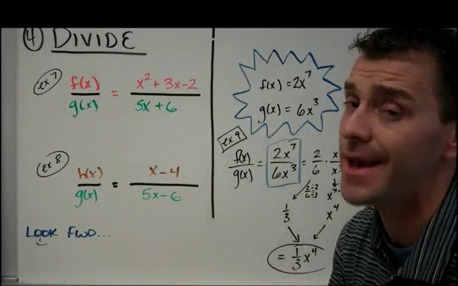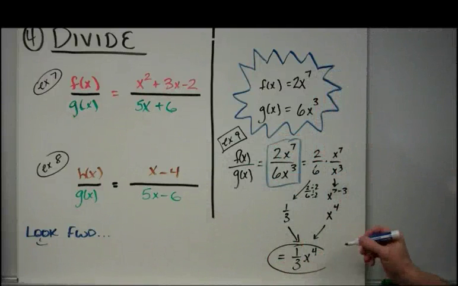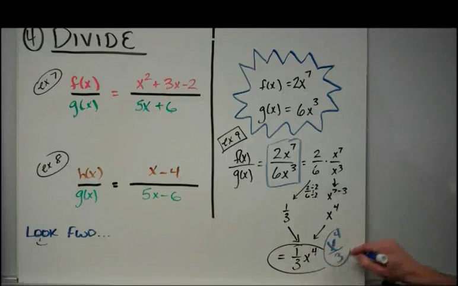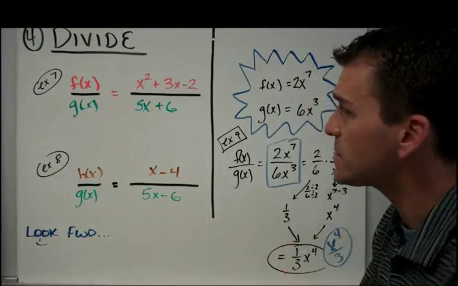So when you're dividing, sometimes you can simplify these things down a little bit further. Matter of fact, you could rewrite this a little bit better too. If you wanted to, you could do x to the 4th over 3. Both of those are the same answer. Either one's totally fine. So there's divide.